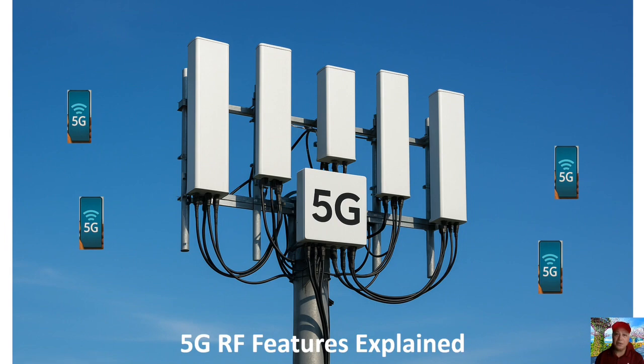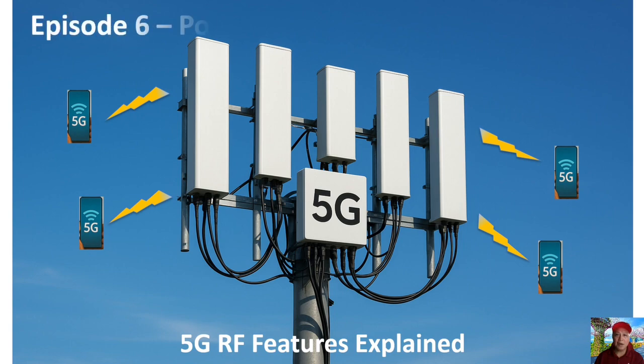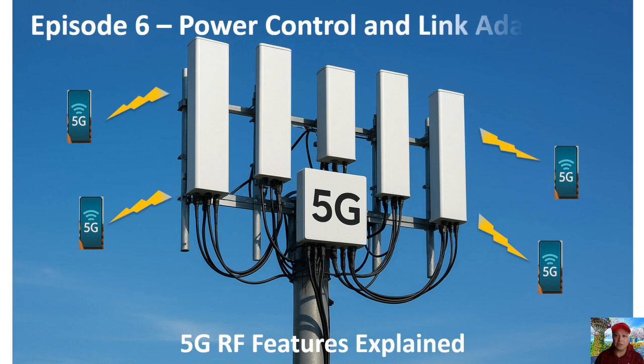Have you ever wondered how your phone maintains a strong, stable signal, even in a crowded network? That's the job of power control and link adaptation, two smart mechanisms that make 5G communication robust, efficient, and interference-aware. Together, they ensure every uplink and downlink transmission delivers the best signal quality without wasting power.